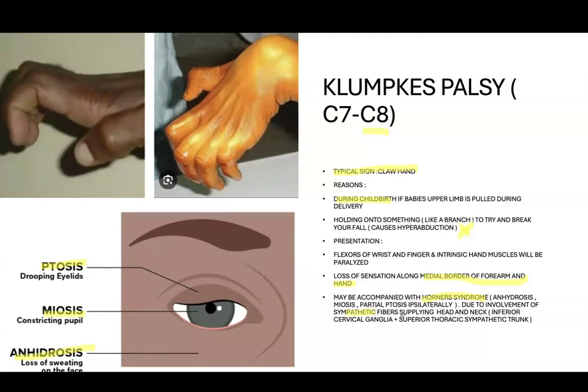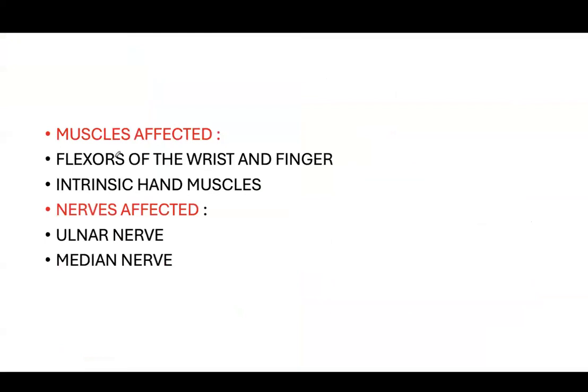Just sympathetic fiber damage. So for Klumpke's, you're going to have the flexors of the wrist and fingers affected and the intrinsic hand muscles, such as the thenar and hypothenar. And the nerves affected are the ulnar nerve and the median nerve.